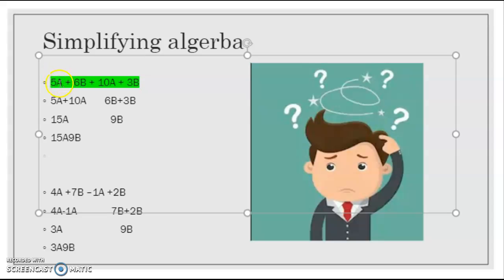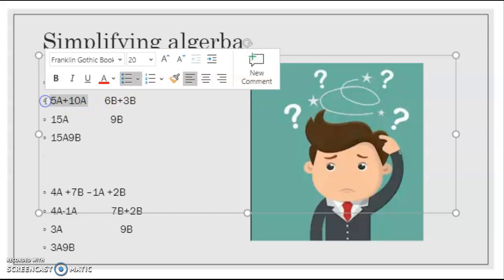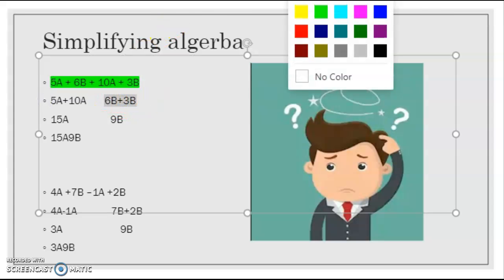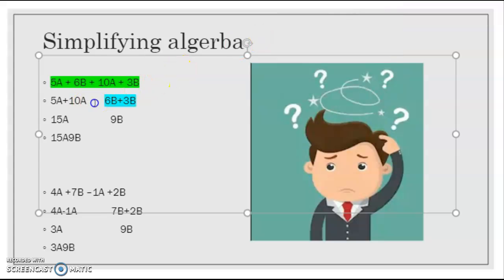Right, you can see you've got A here, B here, and B here. The best thing for you to do next is to put them into groups. So put your A's over here and your B's over here. We're going to put them in 2 different colour groups. So B are going to go as blue and A are going to go as pink. So we've now separated them. We've put our 5A and our 10a together here, and our 6b and our 3b together here.